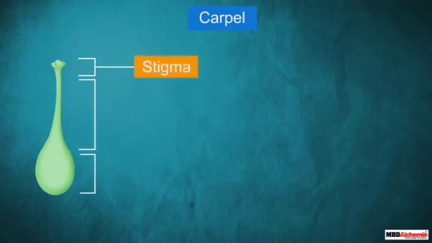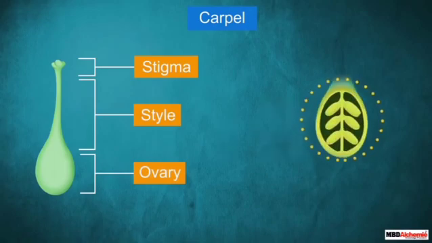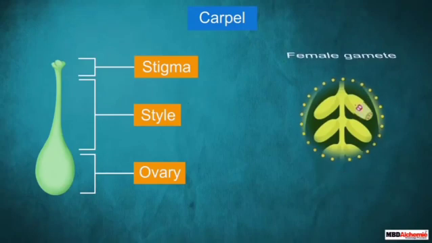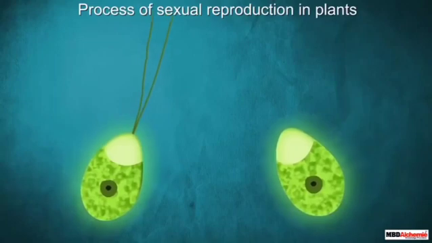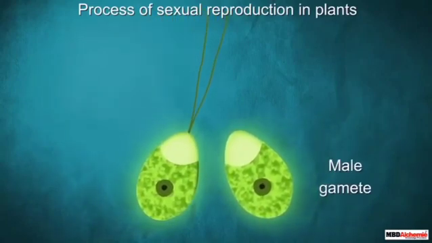The first part is the terminal part, known as the stigma. The second part is the middle elongated part, known as the style. And the third part is the ovary, which is the swollen bottom part. The ovules are found inside the ovary, which contain the female gamete called the egg cell.